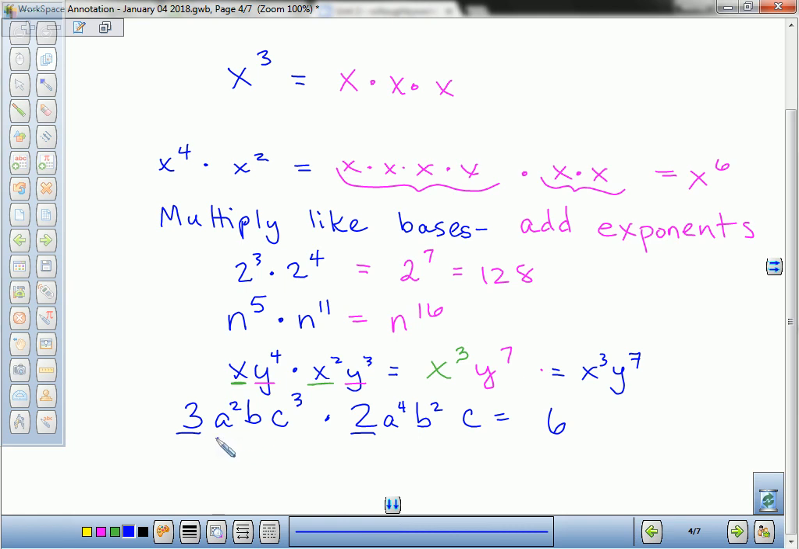All right. Now we have a squared and a to the 4th. So what does that make? A to the 6th. Then we have b and b squared, b to the 3rd. And finally, c cubed times c is c to the 4th. Okay, so that is our first property. When you multiply like bases, you add the exponents.